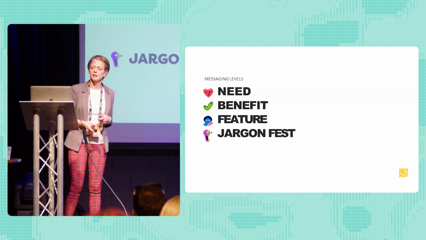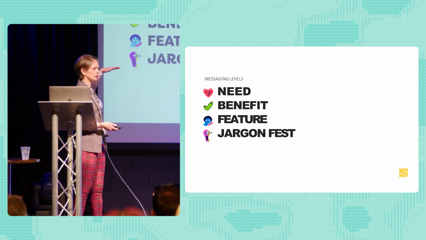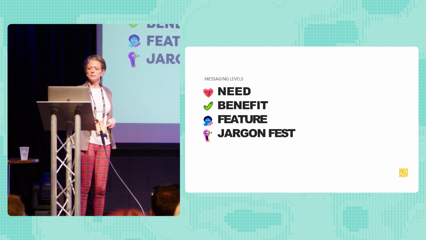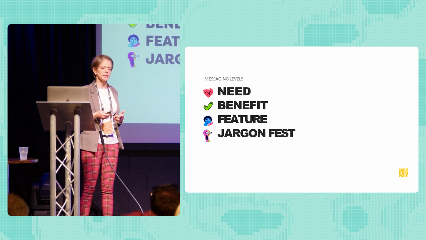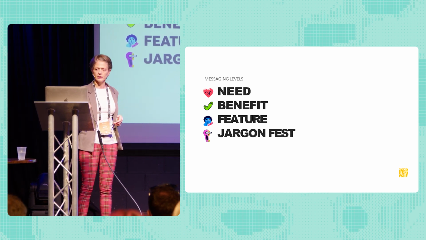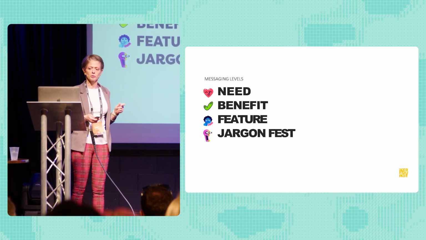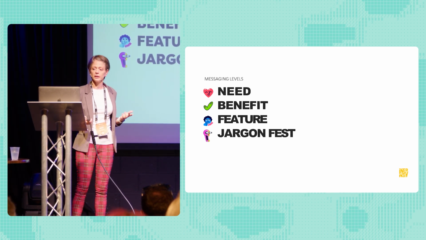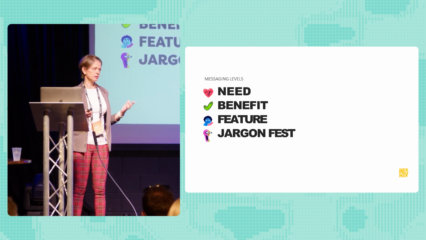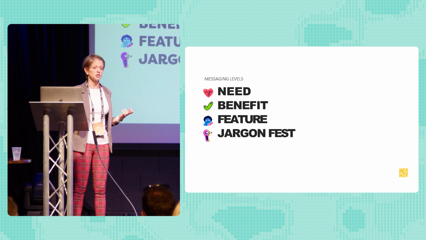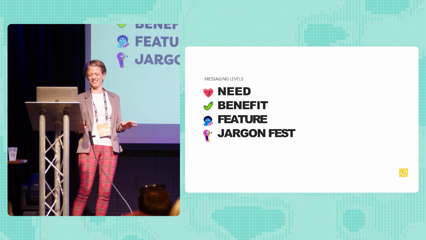So here are the messaging levels, moving up from jargon fest to feature, to benefit, and then need. But what do we mean by these? Okay, so jargon fest is when your messaging is littered with internal speak and acronyms. Think back to the Mercedes example, where it listed the specific model numbers and expected you to know what they were. Or WordPress, who put words in that they thought sounded nice, but actually didn't mean anything and certainly didn't contribute to understanding. There's never a place for jargon fest, okay?